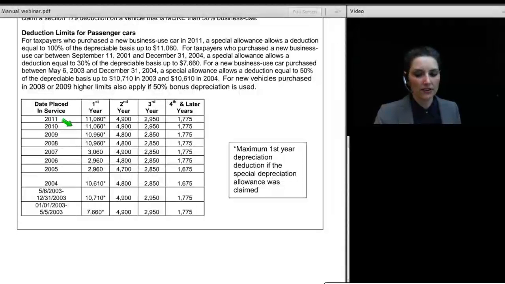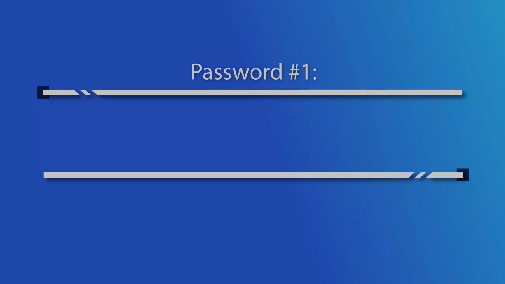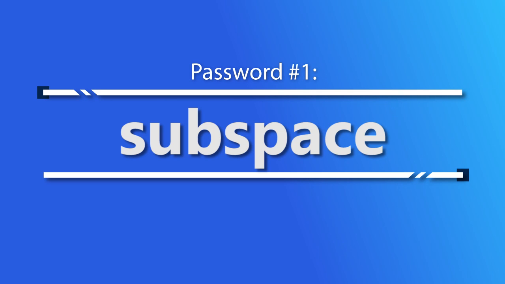In years where you elect into bonus, or do not elect out of bonus rather, the deduction is the higher number. Password number 1 is subspace, S-U-B-S-P-A-C-E.